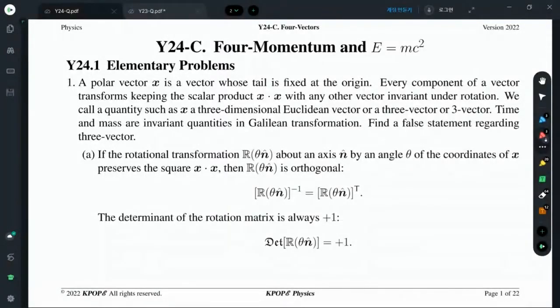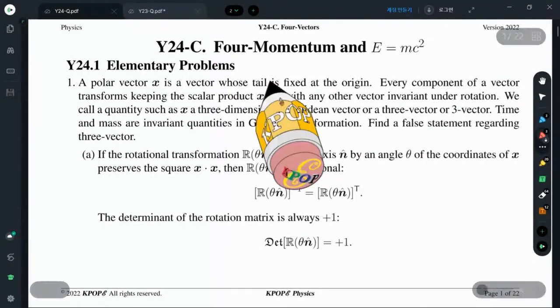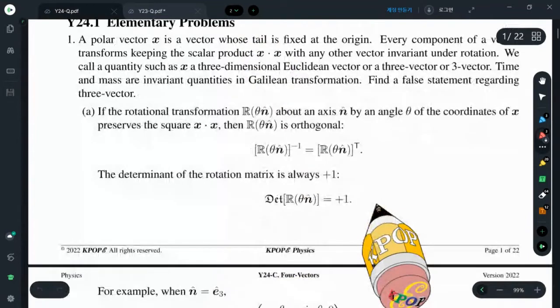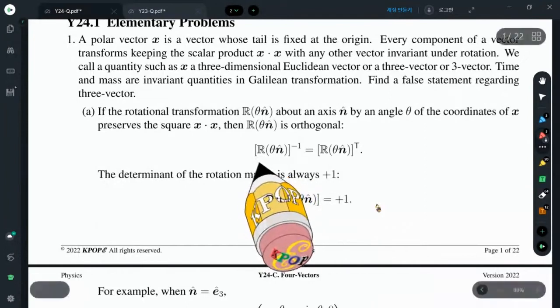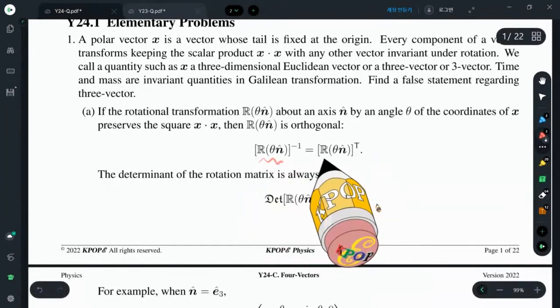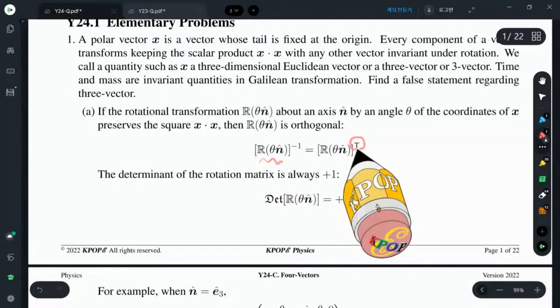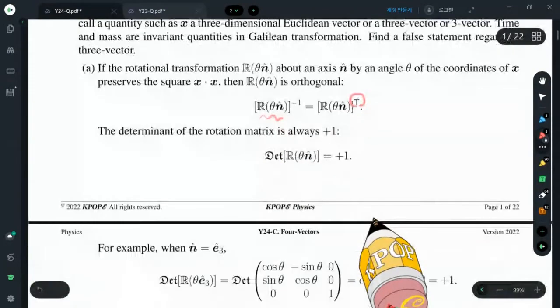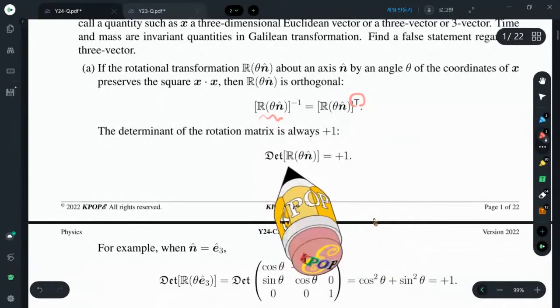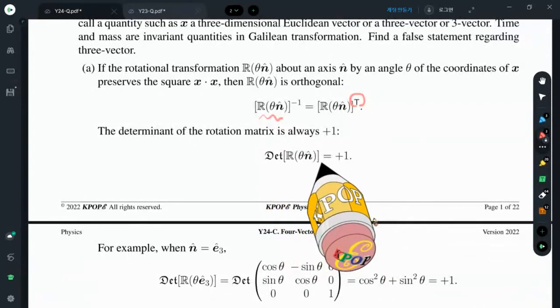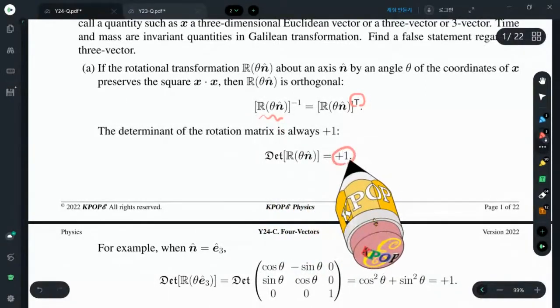Y24 for momentum, and E equals mc squared. In Euclidean space, the rotation matrix inverse was obtained very simply by taking the transpose. And we remember the determinant of a rotation matrix is always +1.